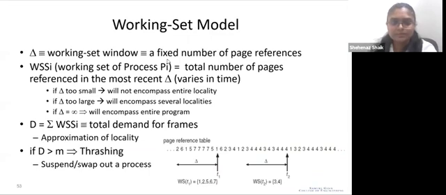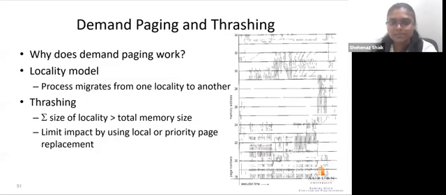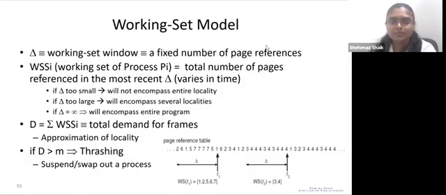The entire locality of a particular process, we should be able to identify by using what we call the working set model. Using the working set model, we should be able to identify, from the entire page references, which set of pages are currently being actively accessed by the process.